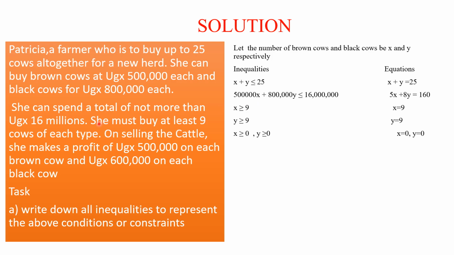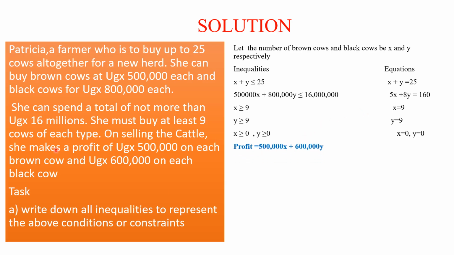Then also, she must buy at least 9 cows of each type. That's why you are seeing us, at least is the same as greater than or equal to. X is greater than or equal to 9, Y is greater than or equal to 9. And here are our inequalities. And then this is our objective function.